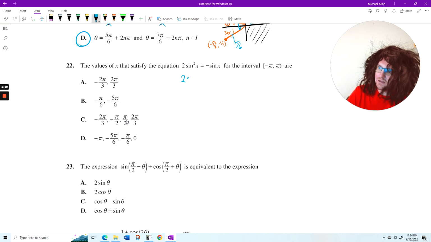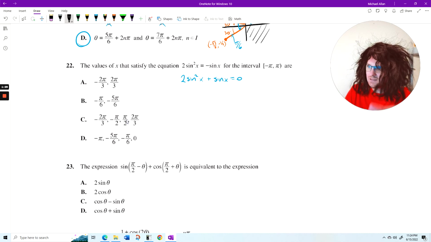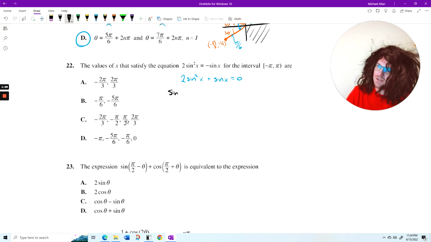Because it is squared, I'm going to move this over and make this equal to zero. Then I'm going to factor it. Rather than dividing the sine out, I'm going to factor the sine out. Something like this. So we have two things we have to solve for.